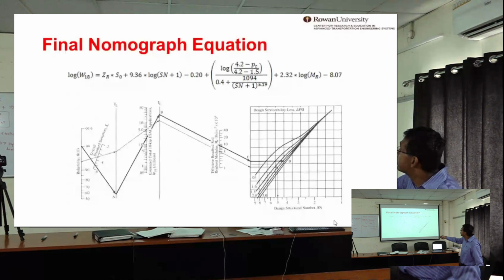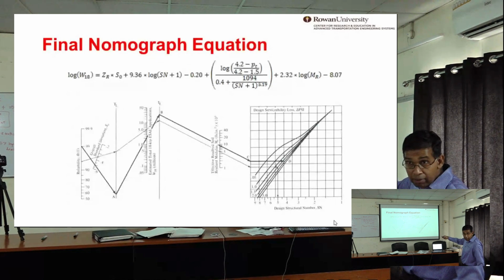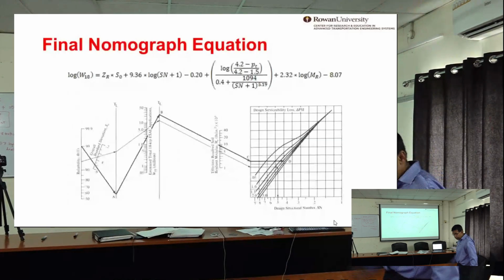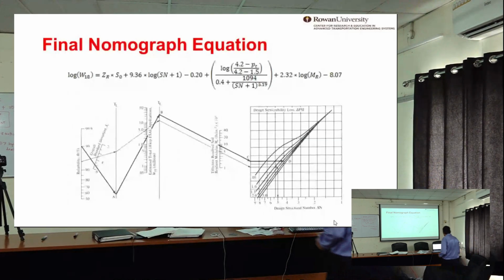This is the ESALs, this is the standard deviation. CR can be found from the table. SN required to protect the subgrade. We know the MR, so we can layer your protection. Any other questions? Any questions online? I just gave you a little snapshot of how these were developed.